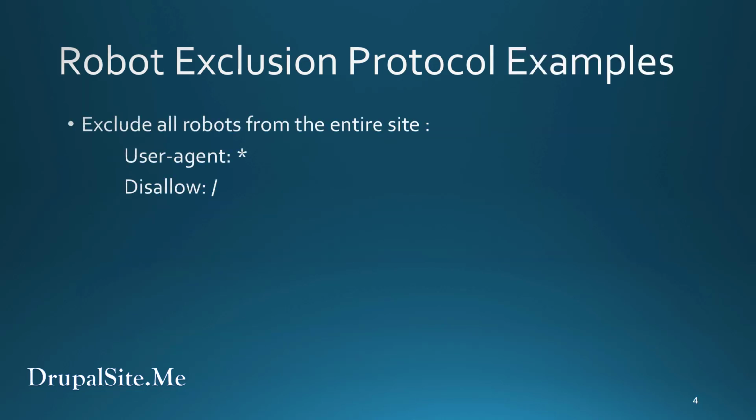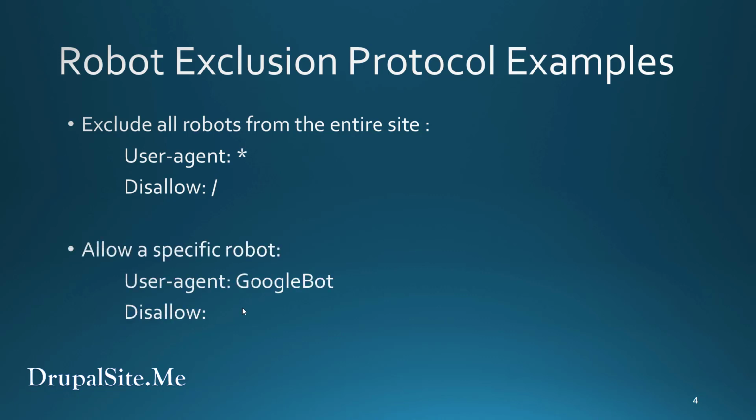Here it says exclude all robots from the entire site. So this one says all agents, that is the star mark, disallow from root. That means do not allow any agent to index or access the site. Here the code means the user agent Googlebot, disallow blank. That means Googlebot can access all the site content.